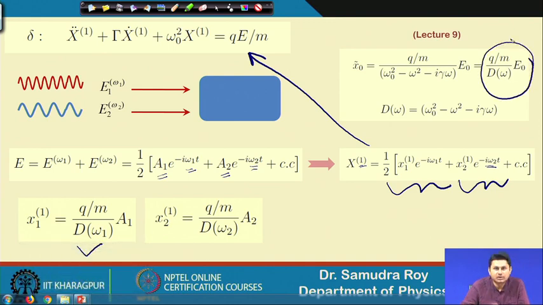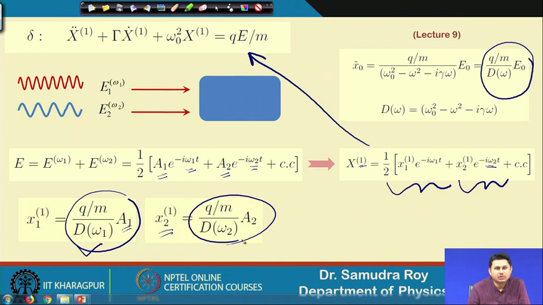We have already figured out that x0 should be of the form q by m divided by D of omega, times E0, where E0 is the amplitude of the field. Here we have exactly the similar form, q divided by m D of omega 1. Here the frequency was omega, but now the frequency is omega 1, because x1 is related to the frequency omega 1, and the amplitude is A1, so I should put A1. In a similar way, I should have x2 with the same notation, just 1 replaced by 2.